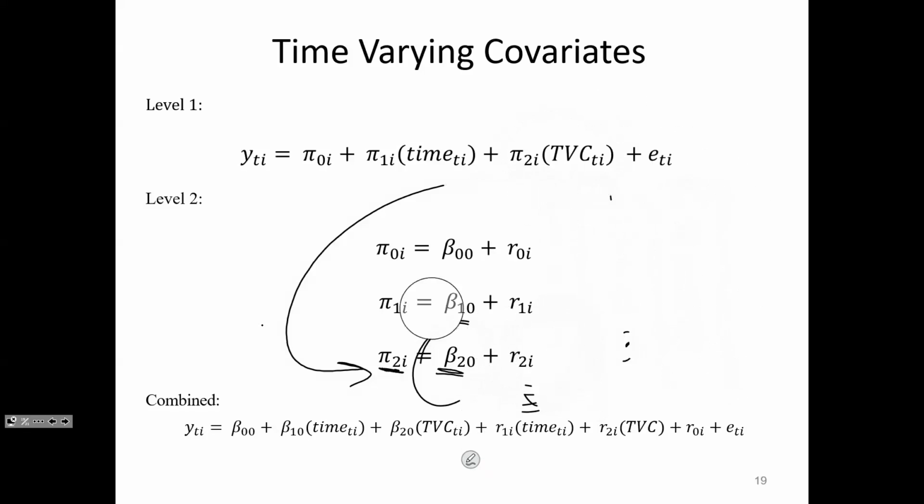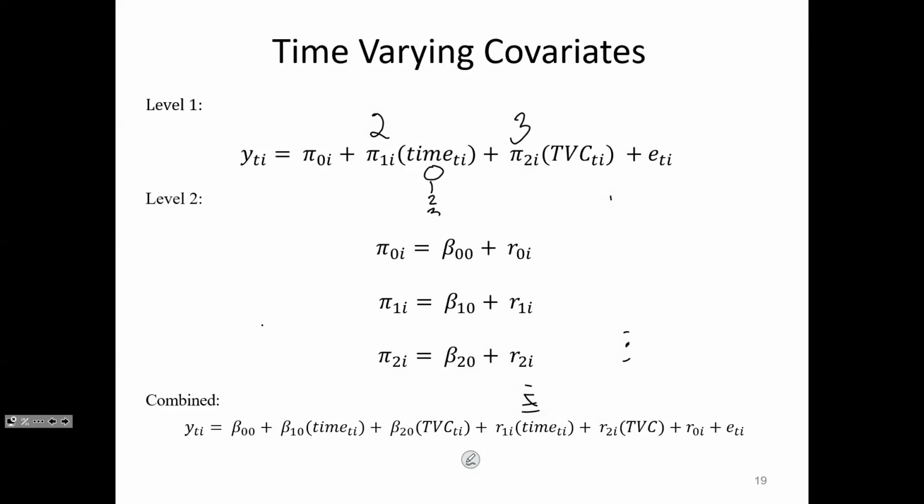So let's just say here we've got time, and let's say the effect of time is 2. Let's say the effect of the time-varying covariate is 3. That's our parameter estimate. Another thing to remember is that this works just like a regression model, so we have multiple independent variables. We're talking about the effect of a variable holding the other variable constant at 0. So the first thing we're really going to have to get into here is how we center our time-varying covariate.